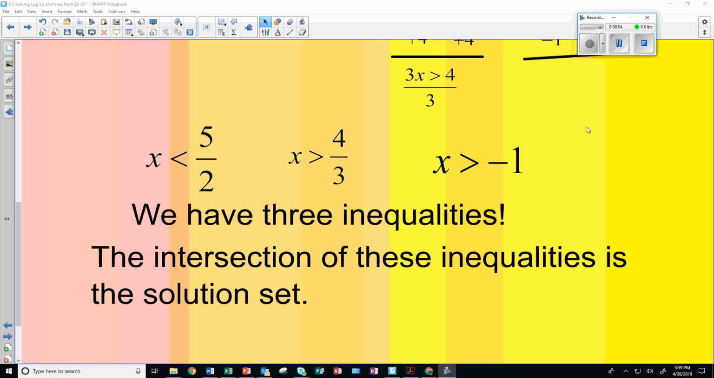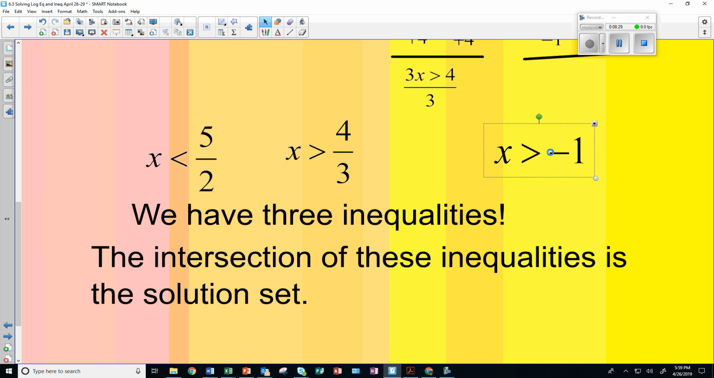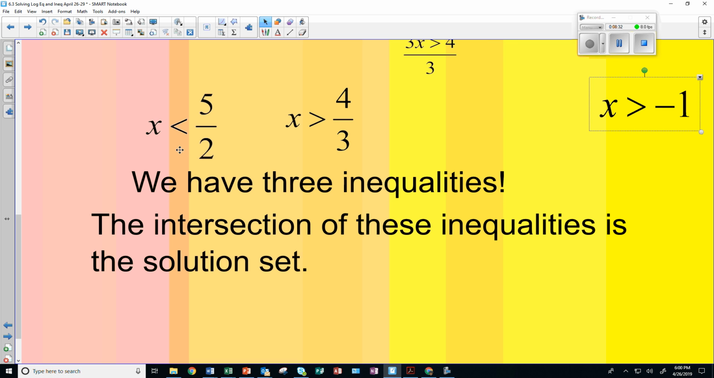Let me collect myself. So look at it. Remember, all these have to be true. This inequality says x is greater than -1. This says x must be greater than 4/3. So the problem there is that x can't be less than 4/3, so we can drop this one off. We can toss that one. And so our correct answer is x is less than 5/2. That's going to be our high end. And then x has got to be greater than 4/3.